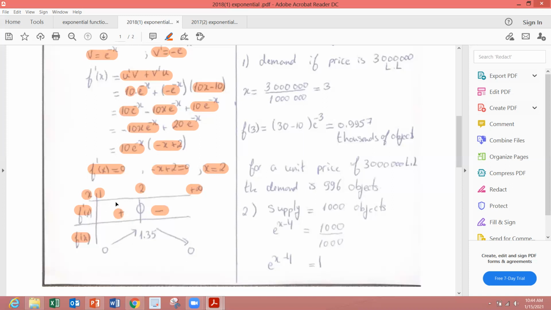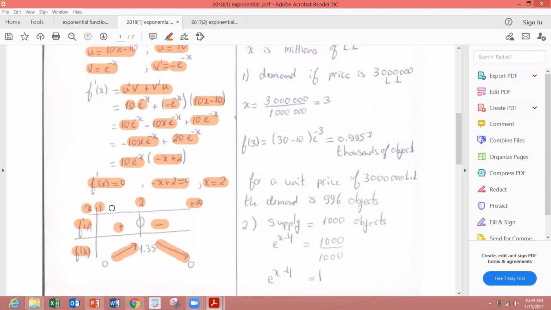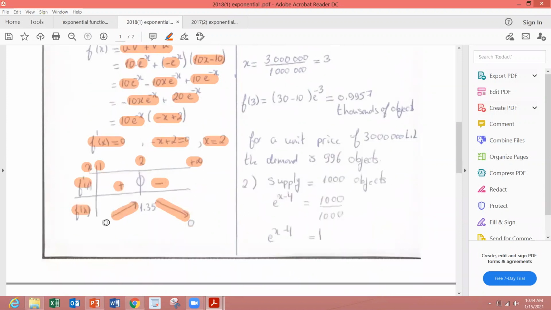Now, positive means increasing, negative means decreasing. At 1 we find f of 1 equals 0, and the limit at plus infinity is 0.